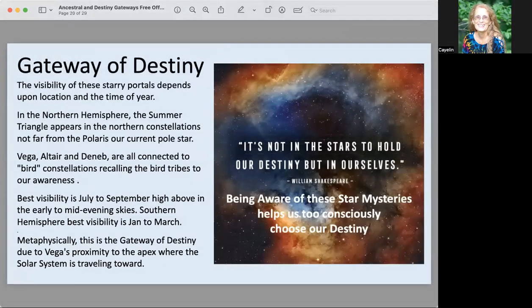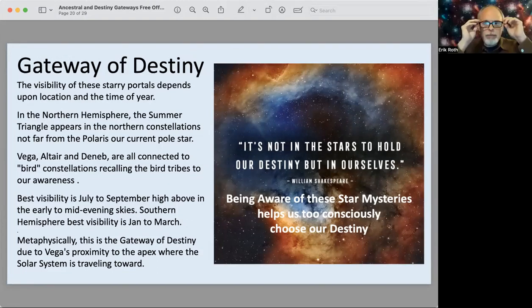Yes, beautiful. Okay, and now we have the Gateway of Destiny. So you want to share about this one? Yeah, the Gateway of Destiny. The visibility of these star portals, of course, depends on the time of year. This is the triangle we've mentioned a few times, and it's not too far from the current northern pole star, Polaris. The stars that form this are Vega, Altair, and Deneb, and they're all connected to bird constellations, recalling the bird tribes of our awareness. The best visibility of this is typically from July through September, but we can still see this at different times and seasons; those months are when it's really prominently featured.